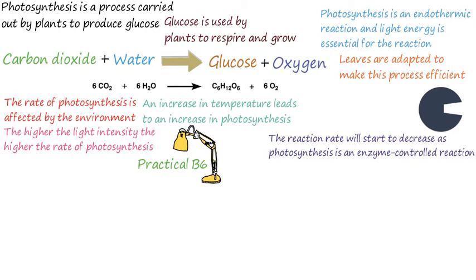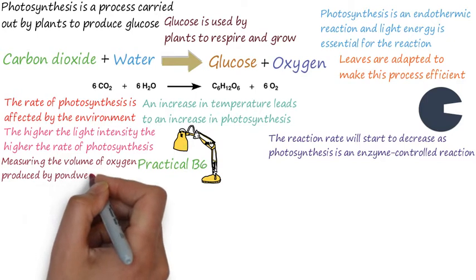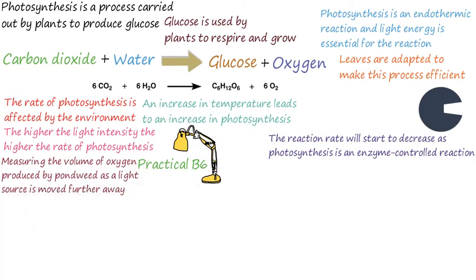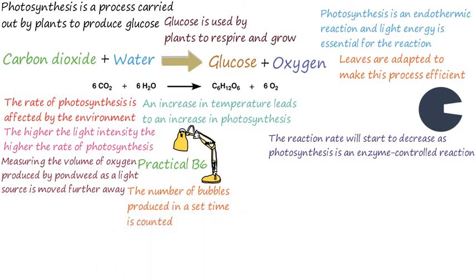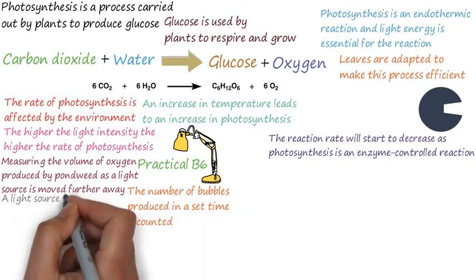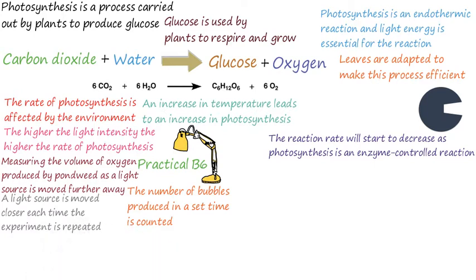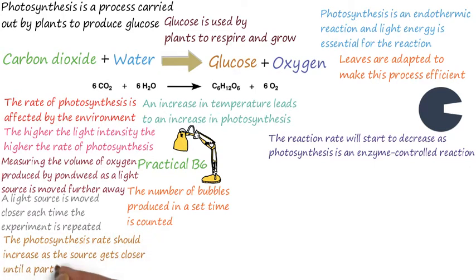The next required practical is to do with light intensity and photosynthesis. The practical involves measuring the volume of oxygen produced by pondweed as the light source is moved further away. A beaker, measuring cylinder and water is used, and the number of bubbles produced in a set time is counted. Then the light source is moved closer and the experiment is repeated. The photosynthesis rate should increase as the source gets closer.